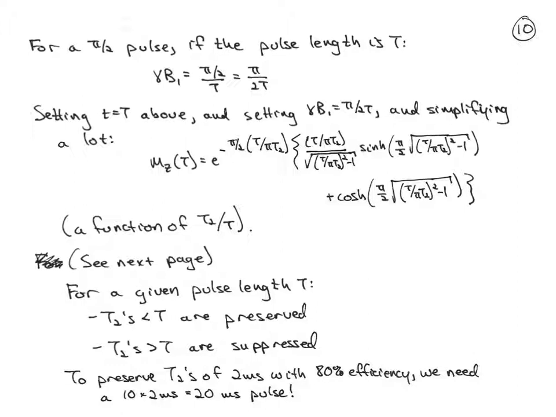You can see here that this is a function of the ratio of the T2 and the RF pulse duration, and all other parameters are constant. We'll look at an example of this on the next page, but for a given pulse length, capital T, what we find is that T2s that are less than capital T are preserved, while T2s that are greater than capital T are suppressed. So to preserve T2s of 2 milliseconds or less with 80% efficiency, we need a 20 millisecond long RF pulse.